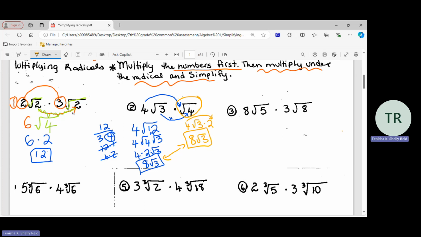All right, so here we go. We are looking at number 3. I think I'll let you try it. No, I think I'll try it with you. I'll pause and try number 3. Now that you have paused and completed number 3, you're going to multiply the numbers first. That means 8 times 3 gets multiplied, and we are going to have 24. Then you multiply under the radical. So 5 times 8 is going to give us the square root of 40.